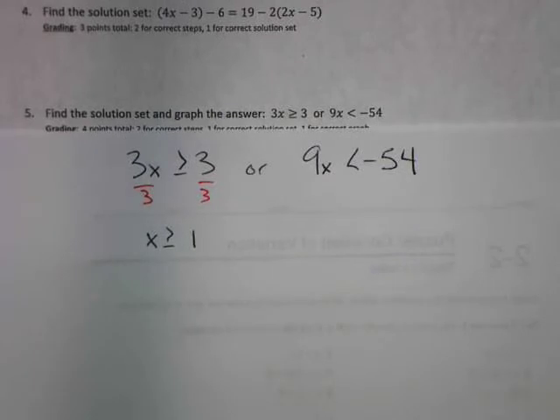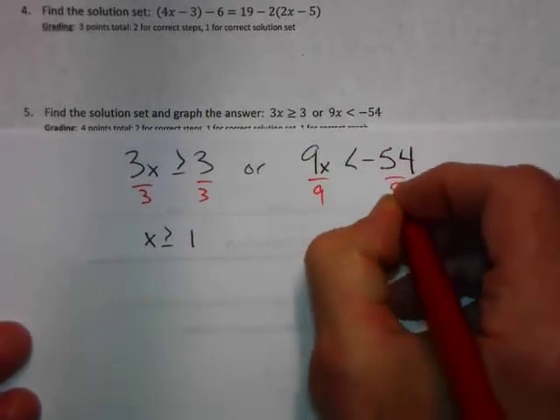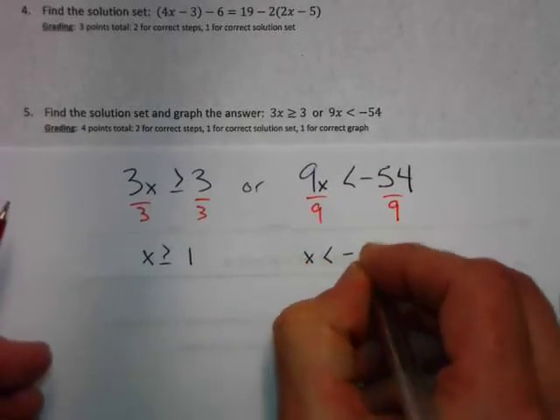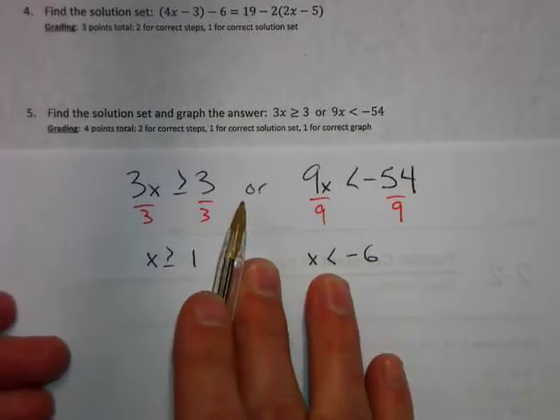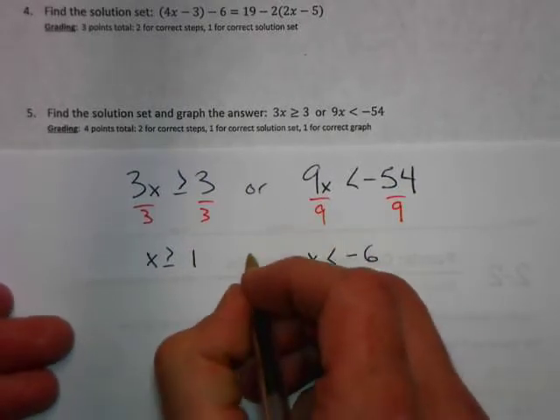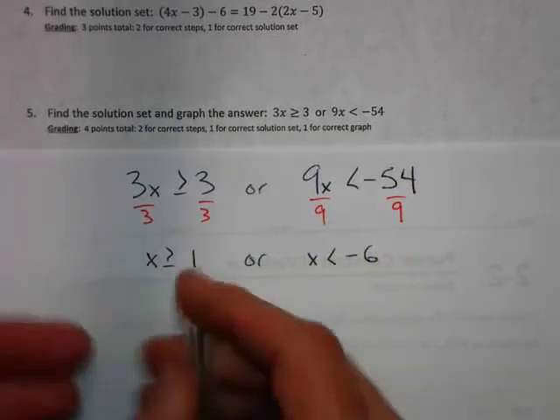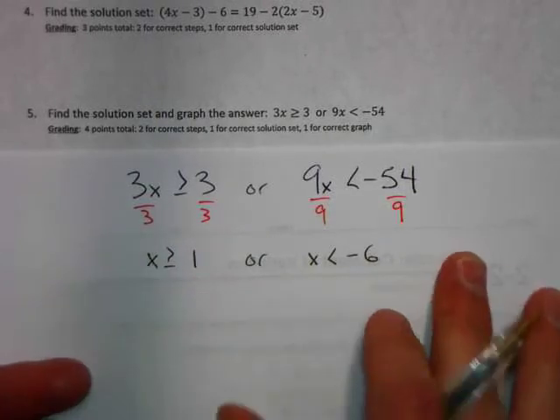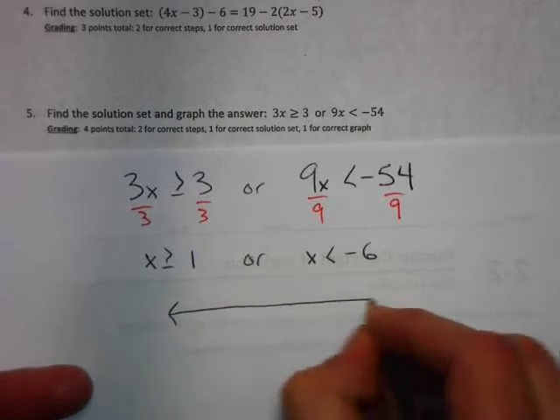And now I'm going to solve the statement on the right-hand side, and I'm going to divide by 9. When I divide both sides by 9, I have x is less than negative 6. But what I can't afford to do is ignore the word or. So I must include the word or because that's going to impact how I graph. So now, just like any inequality, we finish our solution and we have to graph our solution set.